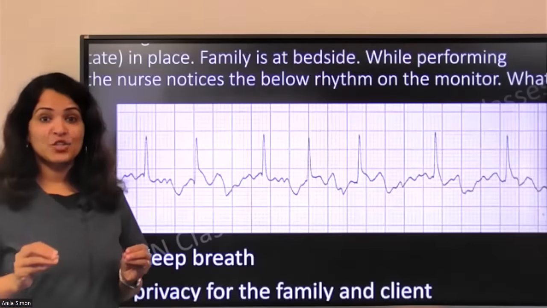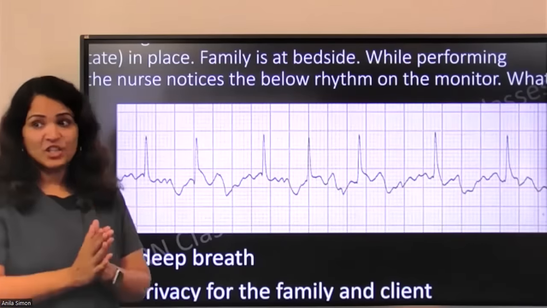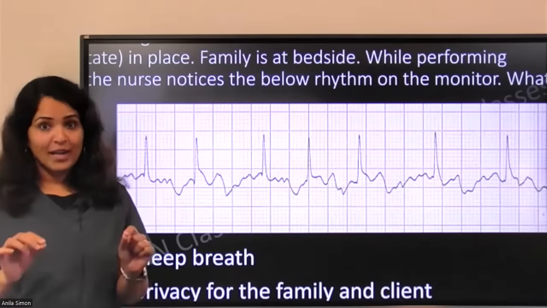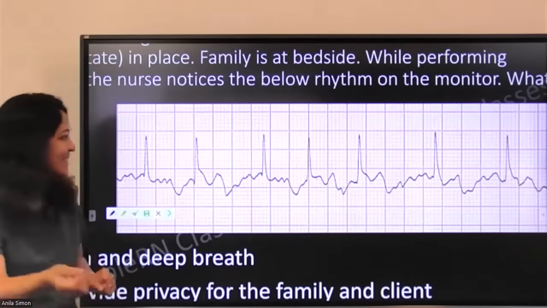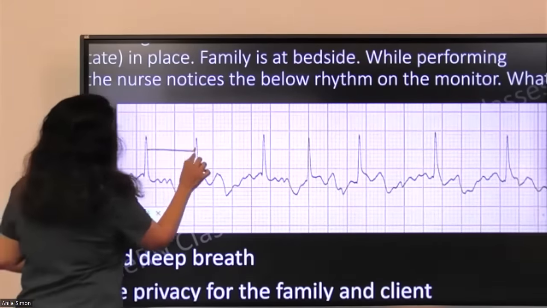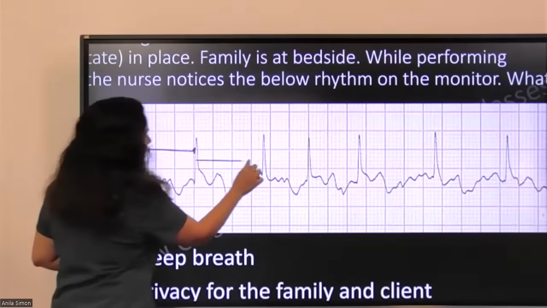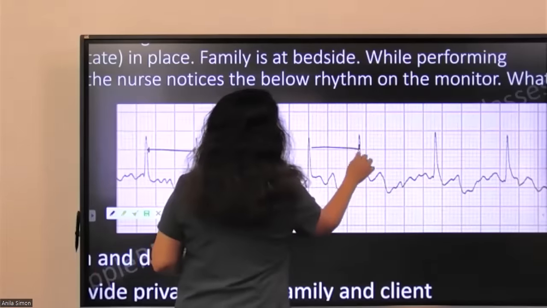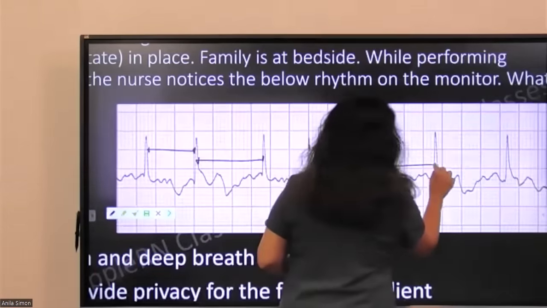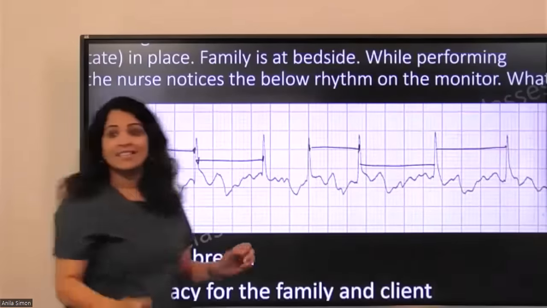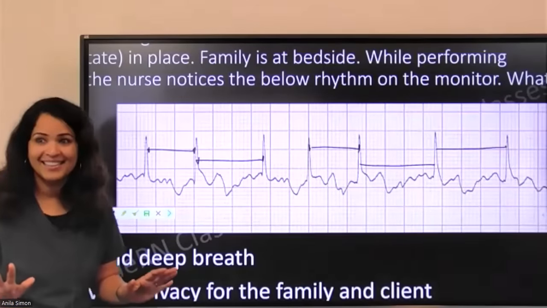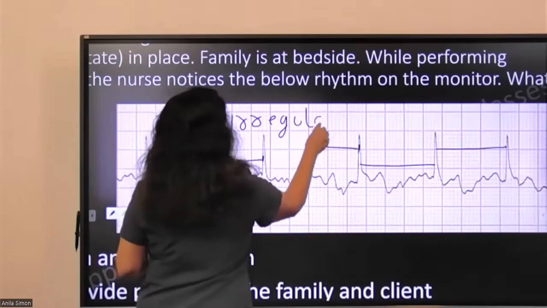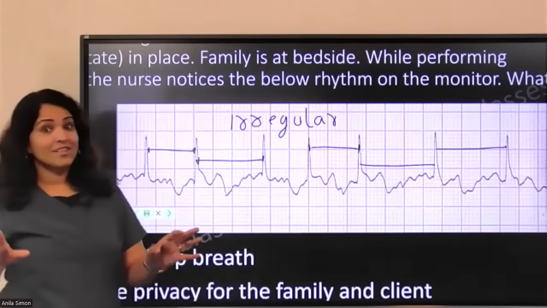When we did the ECG class in the CVS session, what did we say? What will be our first question? Is it regular or irregular? And this is irregular because you can see this is the base here, and this looks even longer. And if you look at this, it is different. This is more. This is more. So this is not regular, right? This is irregular.